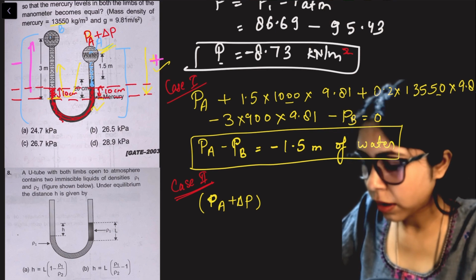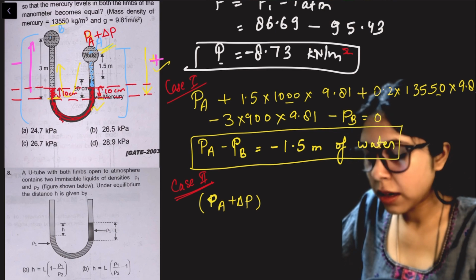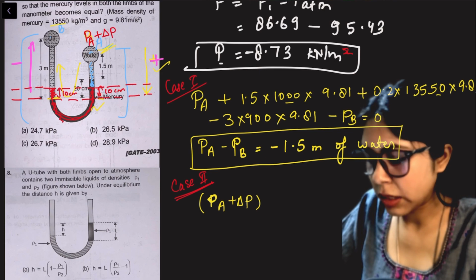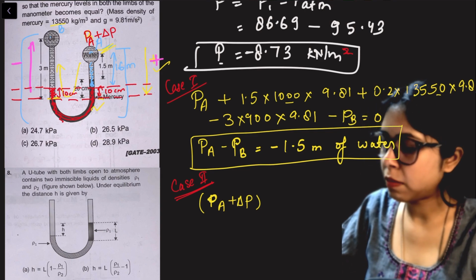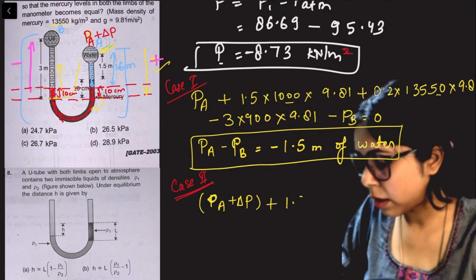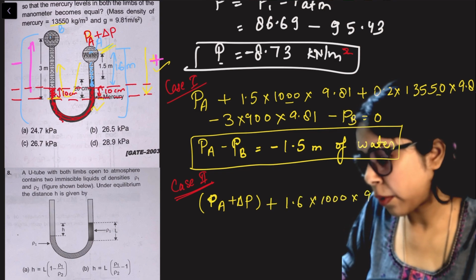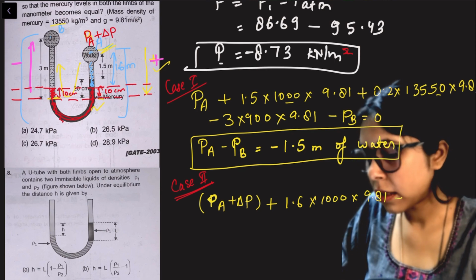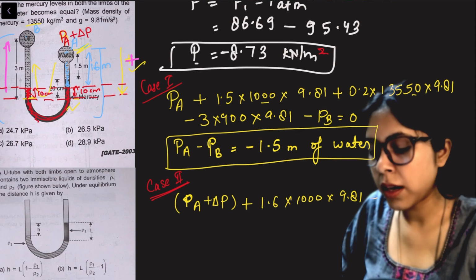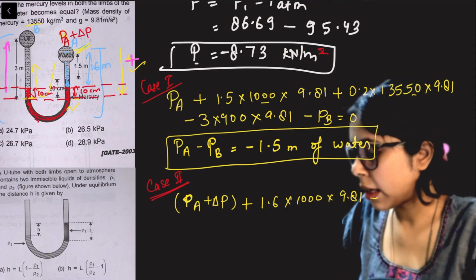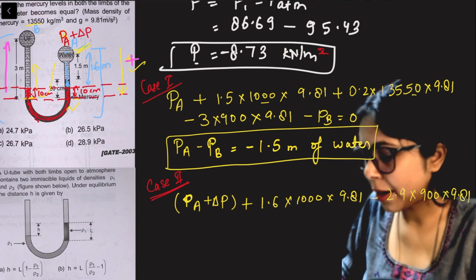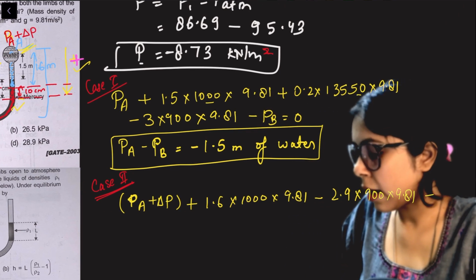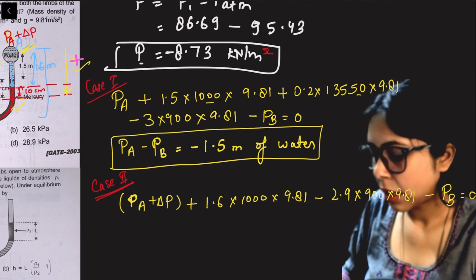Now this whole height is water height. Previously this was 1.5 meter and now 0.1 meter as well. So total height became 1.6 meters. So I will use 1.6 meters here, plus 1.6 into 1000 into 9.81. Now from 3 we will minus the 10 centimeter height. It comes as 2.9 into oil density was 9000 and 9.81 multiplied by this, and in second limb we haven't changed the pressure, it is PB equal to 0.